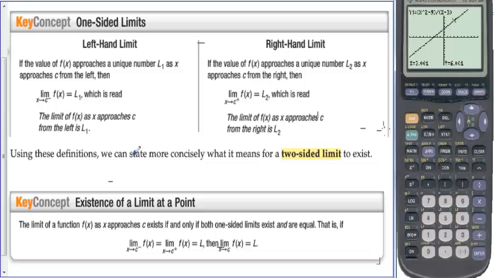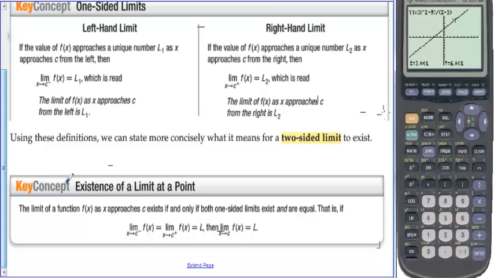Using these definitions, we can state more concisely what it means for a two-sided limit to exist. Existence of a limit at a point. The limit of a function f of x as x approaches c exists if and only if both one-sided limits exist and are equal. That is, if the left-hand limit is equal to the right-hand limit, then there's a limit at that point.